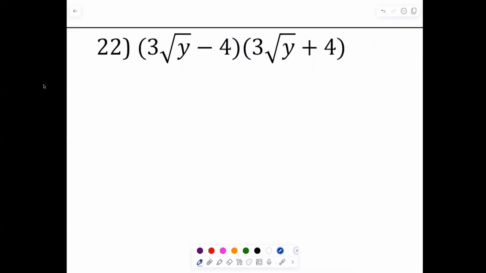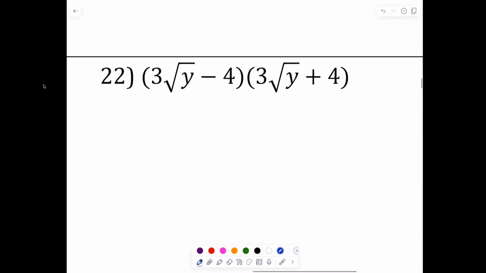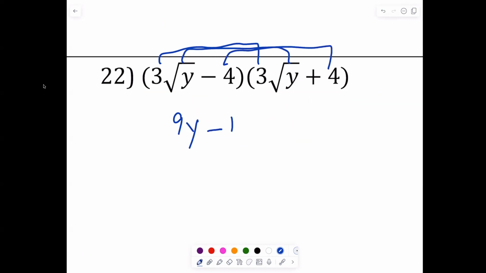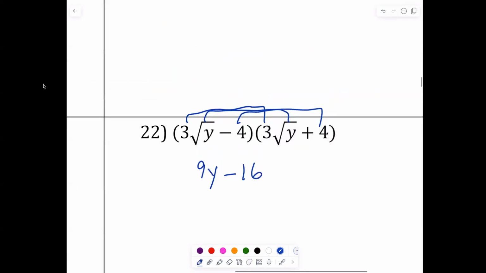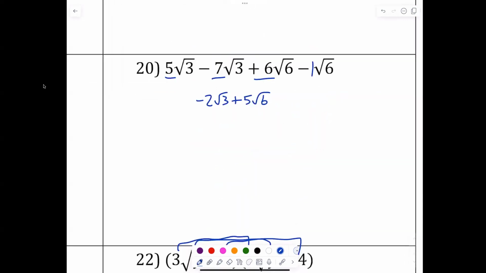All right, don't be confused because there's variables now. Does the middle term cancel? Let's do that. Yeah, so if you recognize that, the problem's much easier now. What's 3 times 3? Yeah. Square root of y times square root of y. What happens to the middle term? Cancels. Negative 4 times positive 4. Negative 16. Everybody's good with that? You good? All right, here we go.